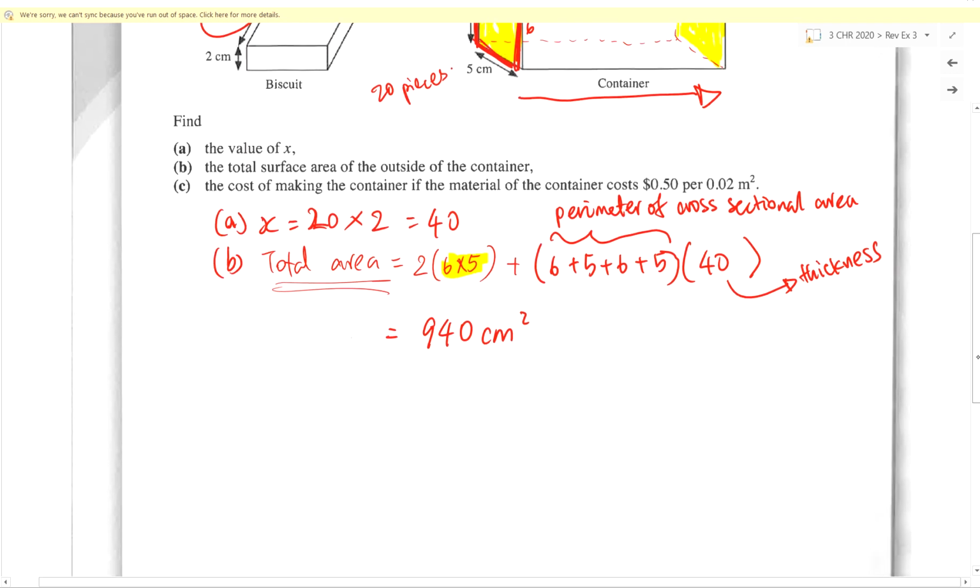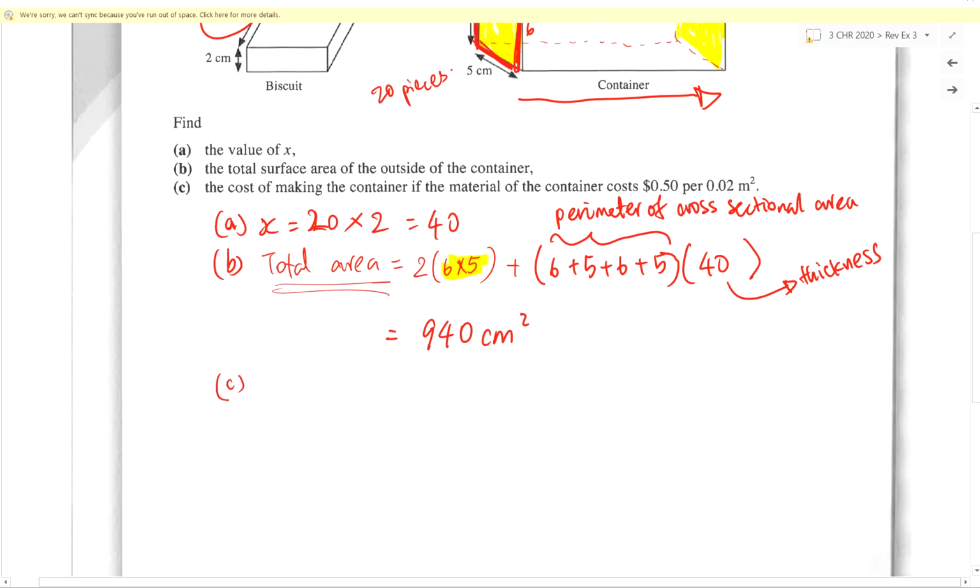Now part C. Cost of making this container. If the material costs 50 cents per 0.02 square meters. Oh no, the units over here are square meters. My unit over here is square centimeters. I need to do a conversion. 940 square centimeters equals to how many square meters? So recap, if I'm trying to convert centimeter to meter, what do we do? Divide by how much? 100, yeah. From centimeter to meter, we divide by 100.